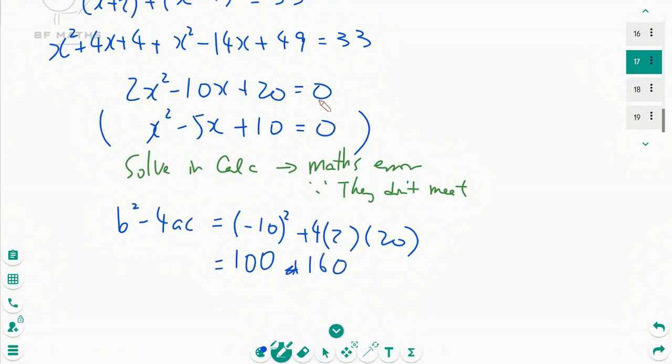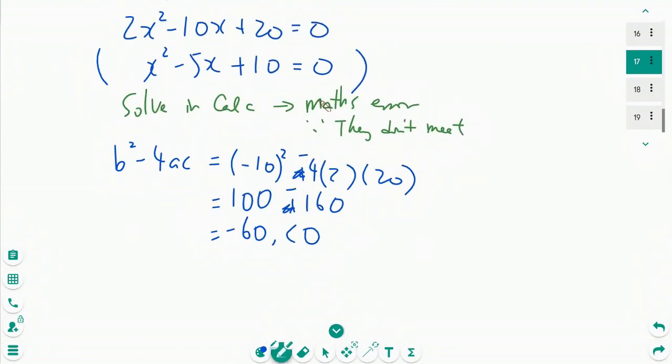Yep. B squared minus 4ac should be minus 60. Minus 60 is less than 0. Therefore, no solution. So that's the proper way of explaining why there's no solution, why they don't meet. Therefore, they don't meet.